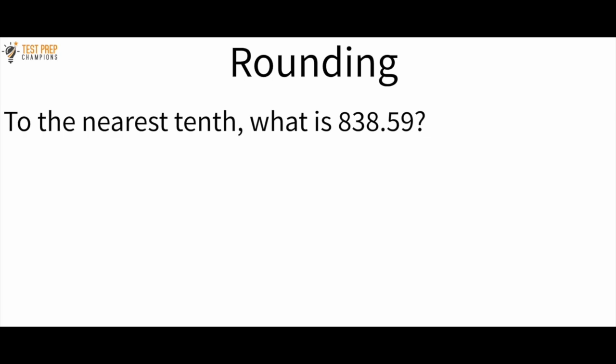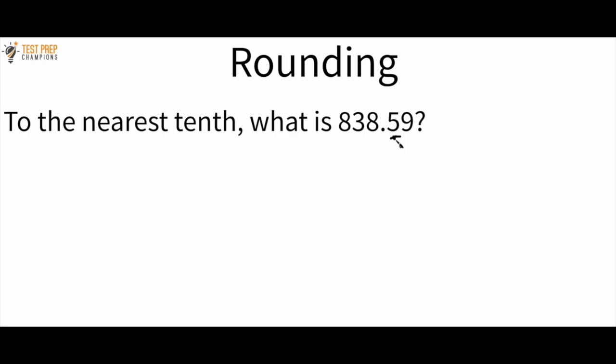Okay, so what's my first step here? Well, my first step is to identify the number in the tenths place. And here, 5 is in the tenths place. And I don't want to get this confused with the tens place, right? So the number in the tens place is 3. But the question is asking me to round to the nearest tenth. So I need to start by finding the number in the tenths place, which again is the 5 here.